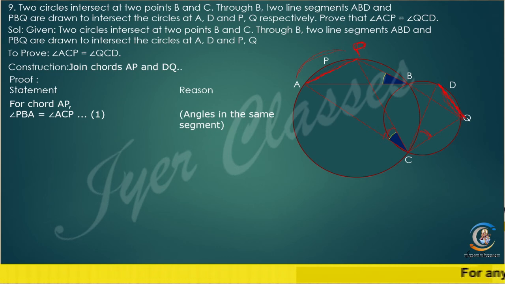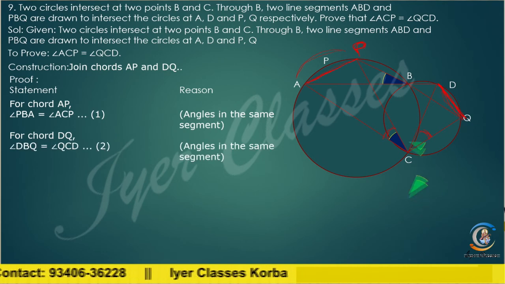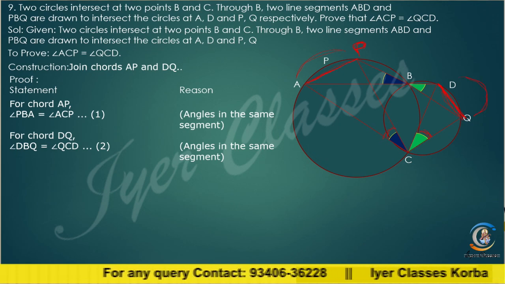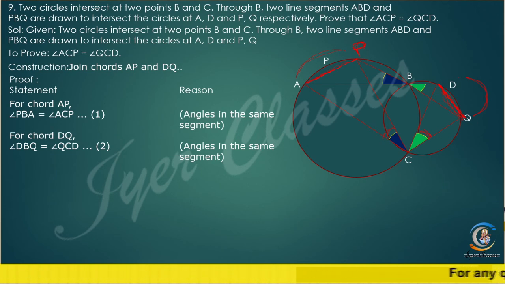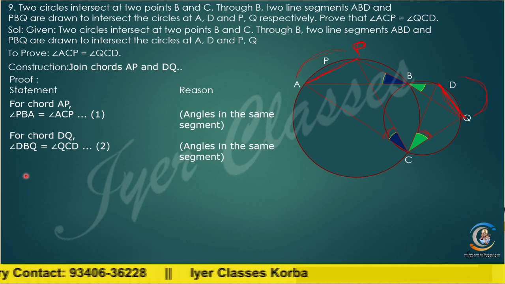Now let us talk about the next chord, that is chord DQ, right? The other one which we have made as the construction. You can see that on the chord, two green angles have come up. They both are equal because, for the same reason, the angles subtended by the same chord are equal to each other, right? DQ is the chord, or you can say the arc DQ. They are the angles on the same side of the chord, that is angle DBQ, this green angle, and angle QCD. These two are again equal, right?